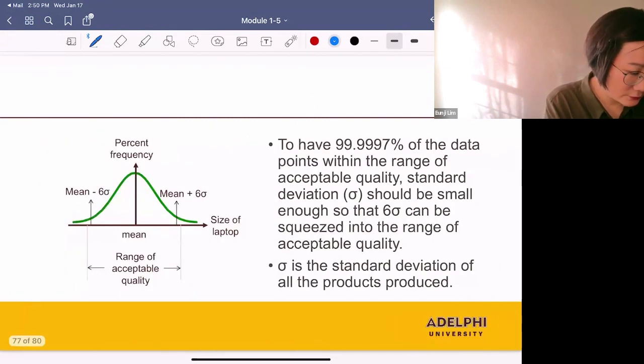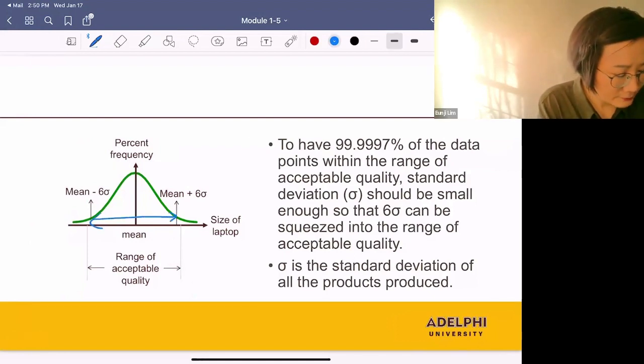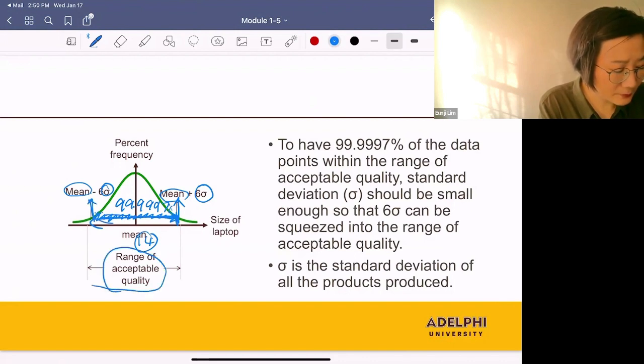So these are the 6 sigma values. This is the value that's more than 6 sigma above the target value. And this is the value that's 6 sigma below the target value. And the values between these two should fall, because these are 99.9997%, we want to make sure that they fall within the range of acceptable quality.